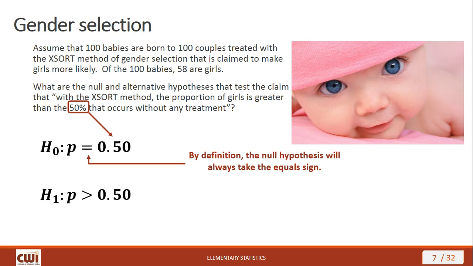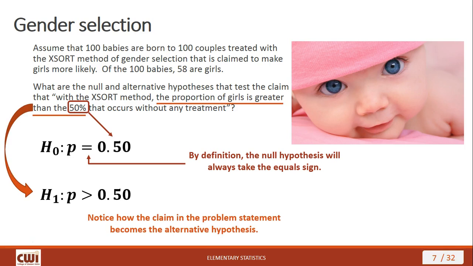The alternative hypothesis will then have an inequality sign that's different from an equal sign. So we're not going to use the equal sign with the alternative because the equal sign belongs with the null hypothesis. The inequality sign that we use comes from the claim itself. Look at the claim in the problem statement. The proportion of girls is greater than 50%. So this then becomes our alternative hypothesis. The proportion of girls, which is P, is greater than 0.50.